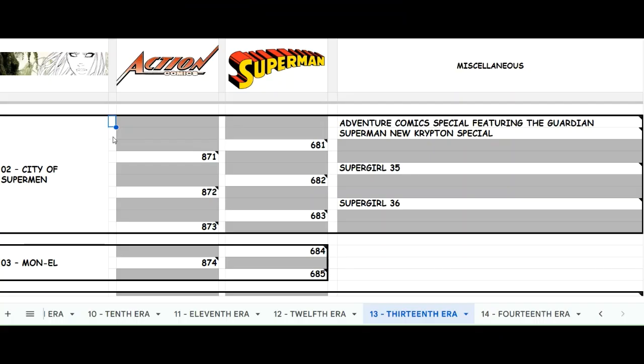So back to the guide here, this is what I would recommend, and I strongly recommend you follow what I'm laying out here as the correct reading order. But obviously, if you want to diverge from that, absolutely feel free. It's just not what I would recommend, having read it based on my own experience. So the first issue I'd recommend reading is Adventure Comics Special featuring The Guardian. Now, this is actually triangle number 3 on the cover, but I'd recommend reading it first because otherwise it ruins a pretty key cliffhanger ending from Superman 681, which we'll get to in a second.